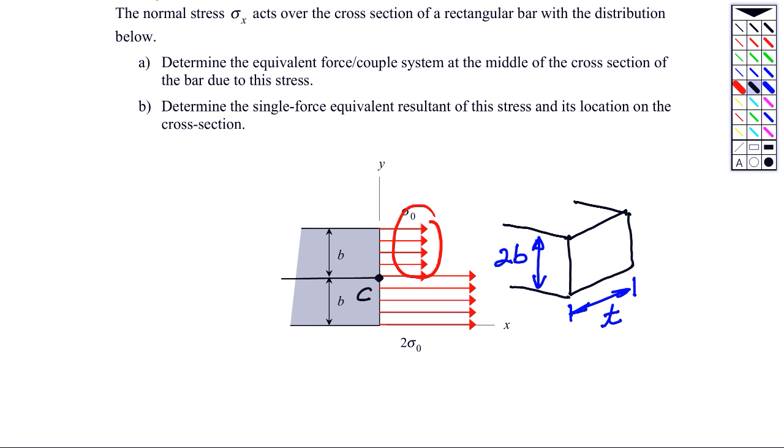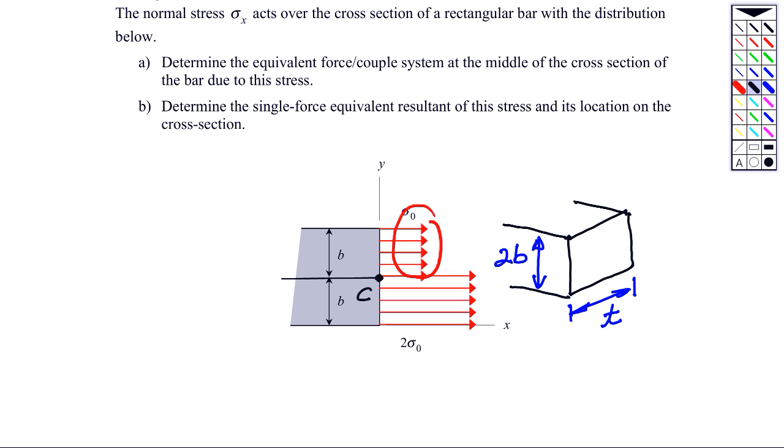In this example, we're facing a situation where we have a cross-section of a beam with an axial stress of sigma x acting on the end. Over the top half of the beam, it's a constant sigma naught. Over the lower half of the beam, it's a constant 2 sigma naught. The depth of the beam into the page, we'll call that dimension t, and of course the height of the beam we can see there in the picture is 2b.